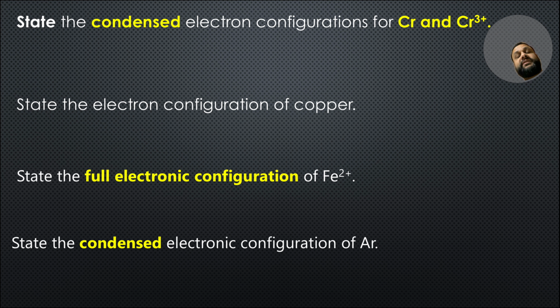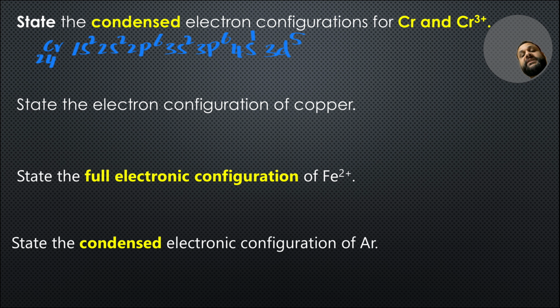So let's write down first the full electron configuration of chromium. If you look in the periodic table, chromium has 24 electrons. Atomic number is 24. So 1s2, 2s2, 2p6, 3s2, 3p6, and then we know it will be 4s, and then we will have 3d. In chromium, 4s has 1 electron and d has 5 electrons.